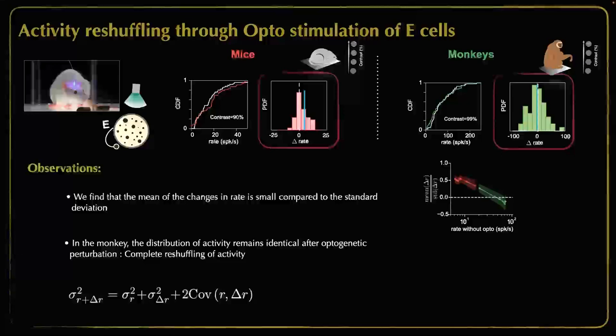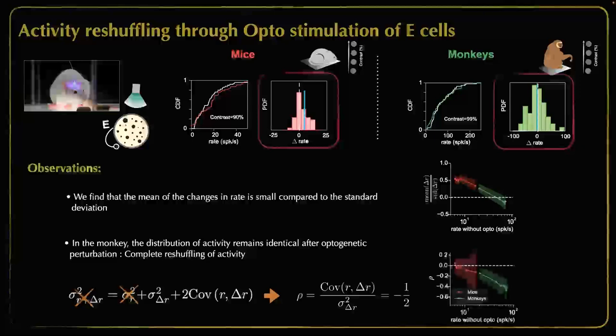This is something that always applies: the variance of the sum of two random variables can be written as the variance of one plus the variance of the other plus two times the covariance between these two rates. And if the variance of the distribution after the perturbation and before the perturbation is the same, which is what the data is telling us, then you end up getting a magnitude that you can define, the normalized covariance, that should be approaching minus 1/2.